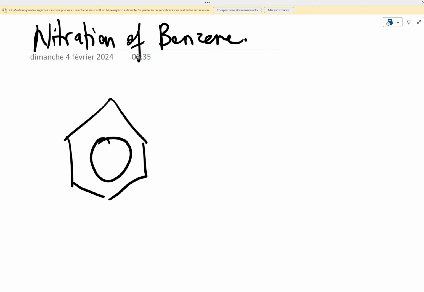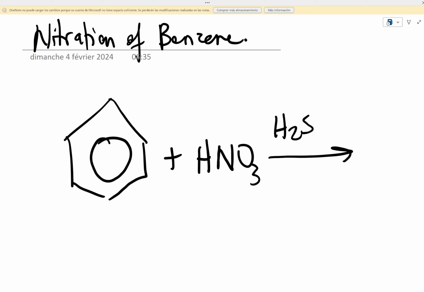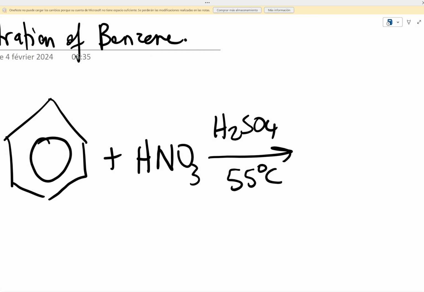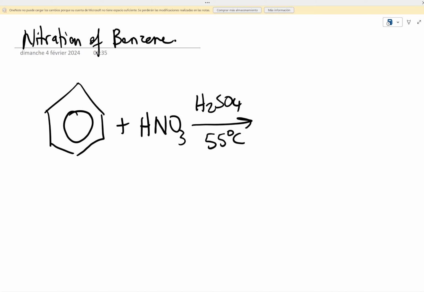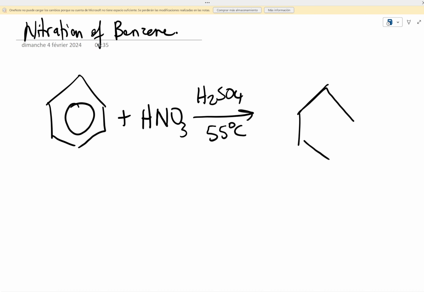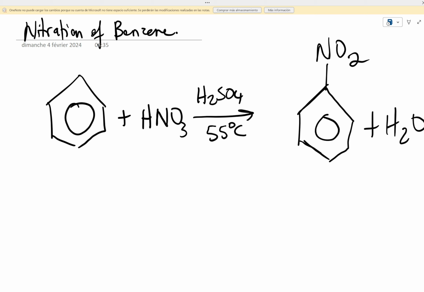We're going to have benzene. We're going to react it with nitric acid. So we're going to have the acid here. It's going to be in the presence of H2SO4 as an acid substituent under 55 degrees Celsius to give us what we know as nitrobenzene, NO2, plus some water. Okay, so that's what we have there.